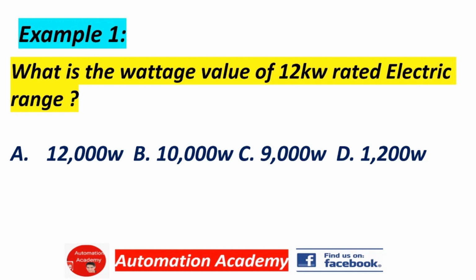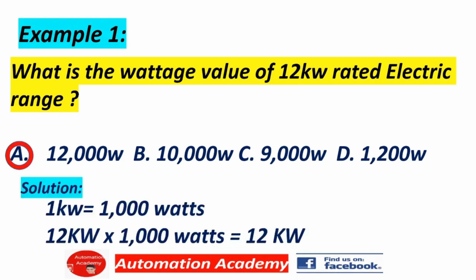Example, what is the wattage value of a 12 kilowatt rated electric range? A, 12,000 watts. B, 10,000 watts. C, 9,000 watts. D, 1,200 watts. Answer A, 12,000 watts. Solution, 1 kilowatt equals 1,000 watts. 12 kilowatts times 1,000 watts equals 12,000 watts.